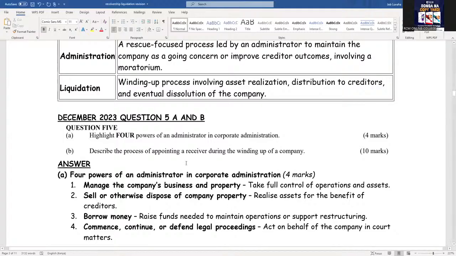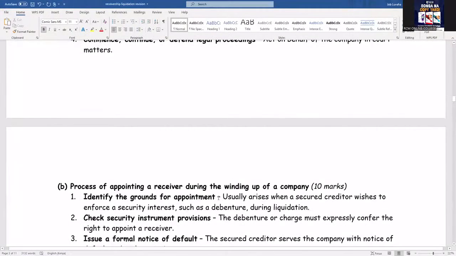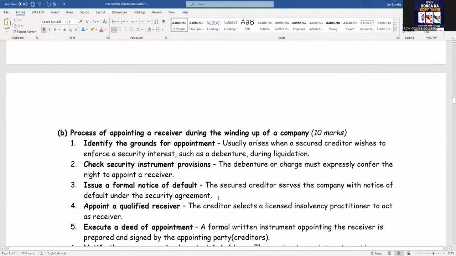Describe the process of appointing a receiver during the winding up of a company. So there has to be a ground upon which you want to appoint a receiver. For example, there has been a default by the company to pay a specific creditor, a secured creditor. So identify the grounds for appointment. It usually arises when a secured creditor wishes to enforce a security interest.